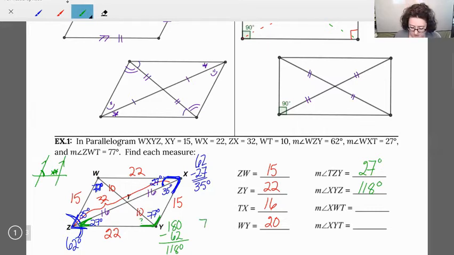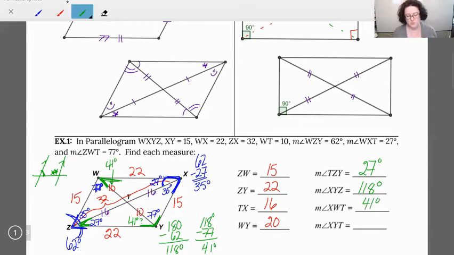I can do 118, take away 77. So 118 minus 77, 41 degrees. So let's see if that helps us out with anything else. We need angle XWT. So XWT is this guy right up next to the 77. I don't have that one labeled, but we just found it with the 41 degrees.